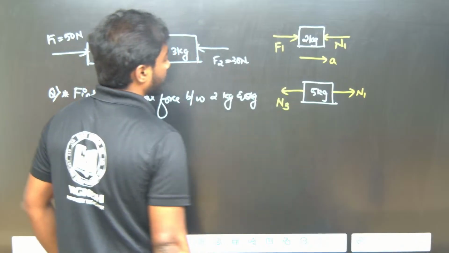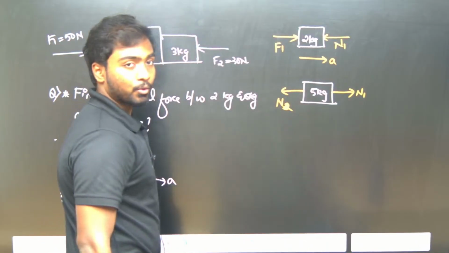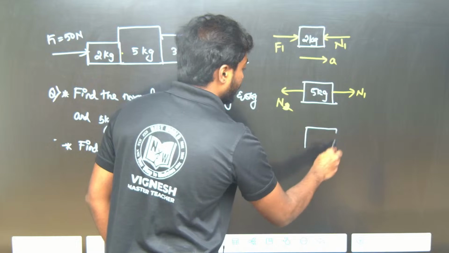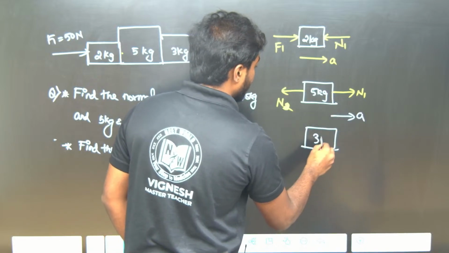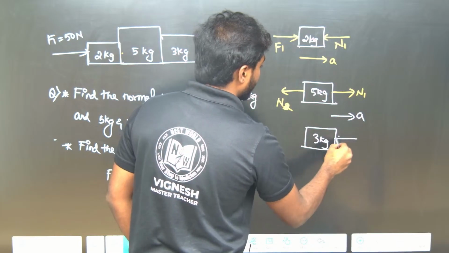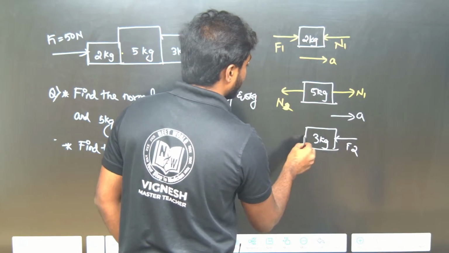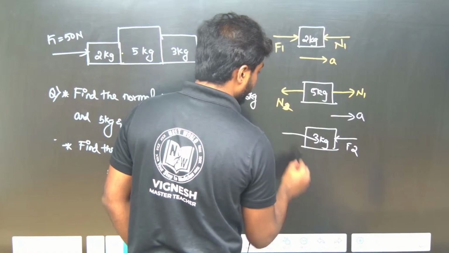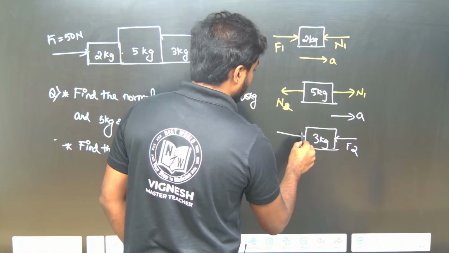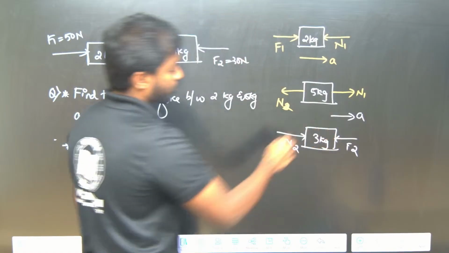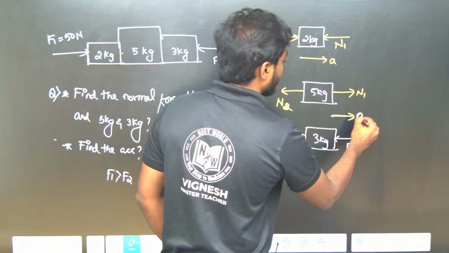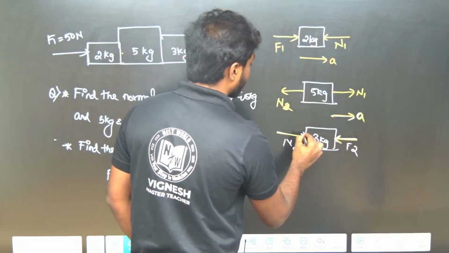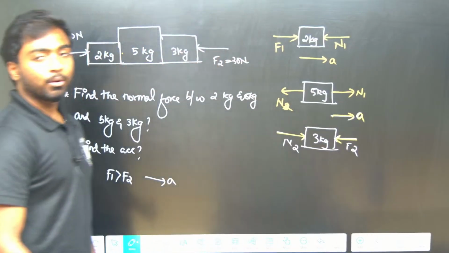N2. Now, acceleration is in this direction only, for the 3 kg block. So F2 is in this direction and N2 will be in this direction, right? So now we solved the free body diagrams. That's it, we solved the free body diagrams.